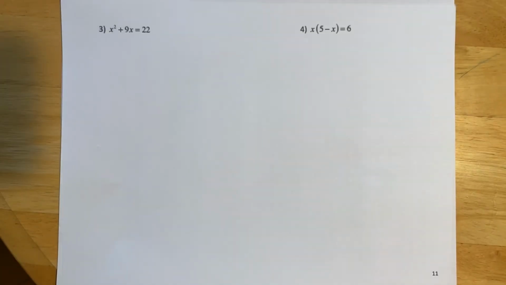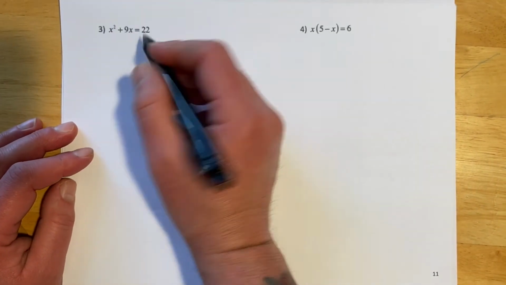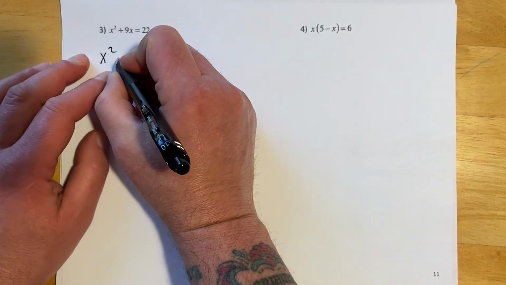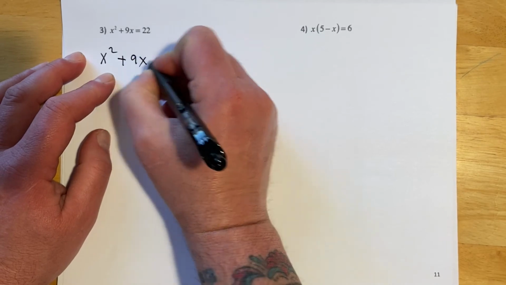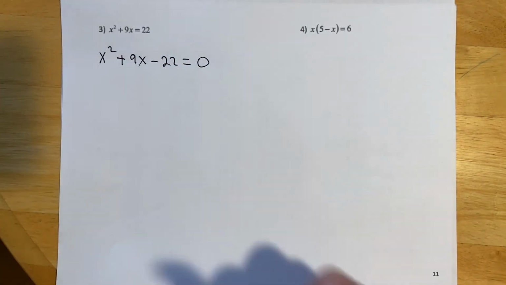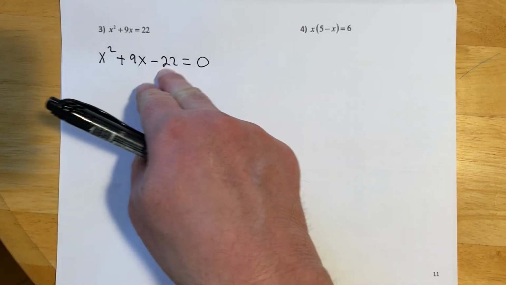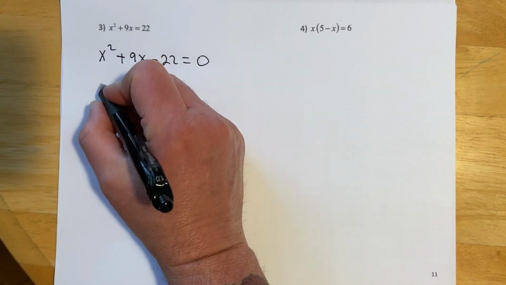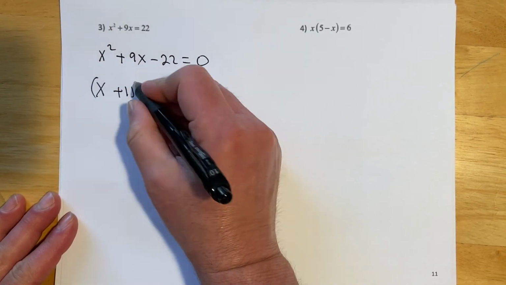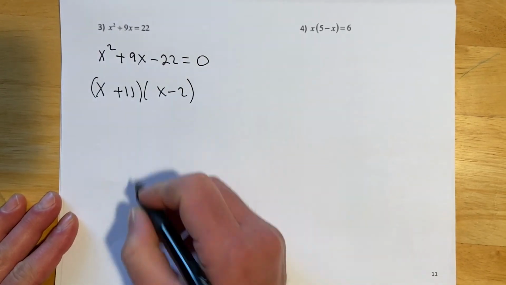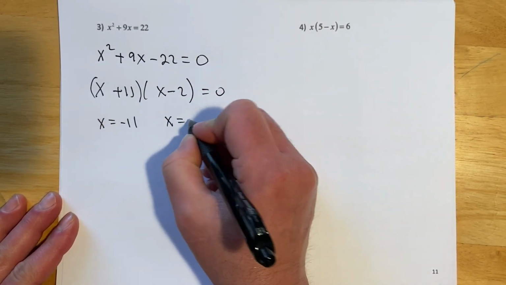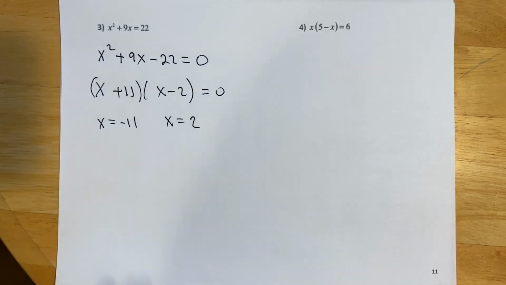And then these remaining problems are just solve. So our first step is to get it equal to 0, so we subtract that 22 on both sides, and rewrite this as x squared plus 9x minus 22 equals 0. And then I'm just looking for two numbers that multiply to be negative 22 and add to be 9. And so that will be x plus 11 and x minus 2. So from there, x equals negative 11 and x equals 2.